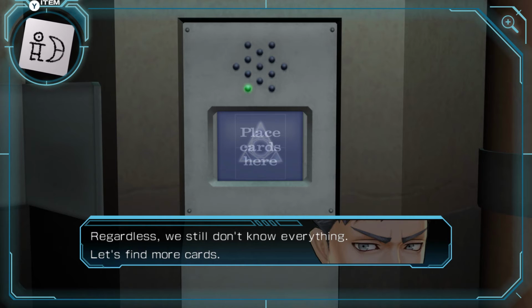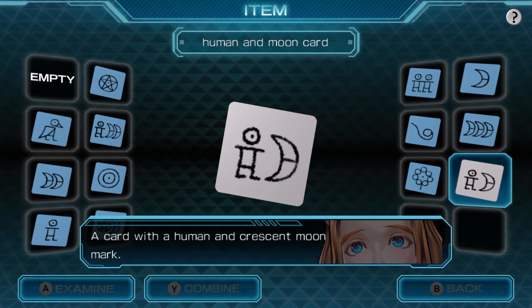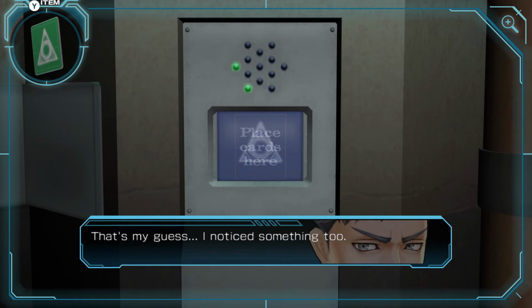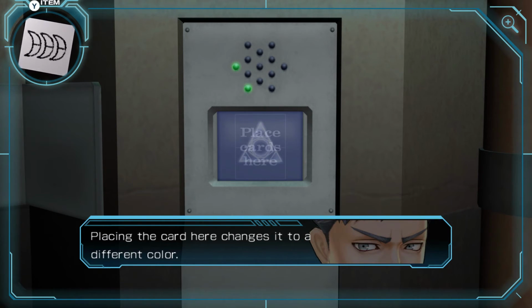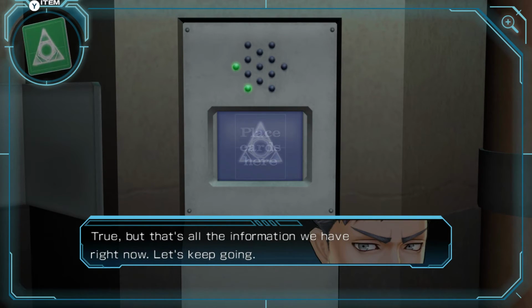Regardless, we still don't know everything. Let's find more cards. Oh boy, this is gonna get tedious. They don't say anything different once they're like that. One more light turned on. Maybe we need to turn them all on. That's my guess. I noticed something too. Placing the card here changes it to a different color. Oh, you're right. Now we can tell which ones we've already done. True, but all that information, that's all the information we have right now. Let's keep going.